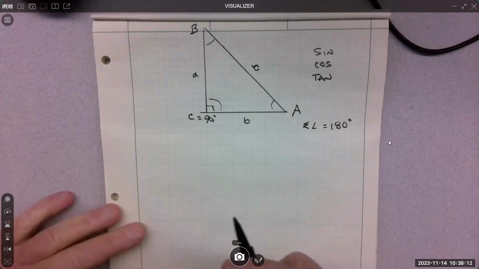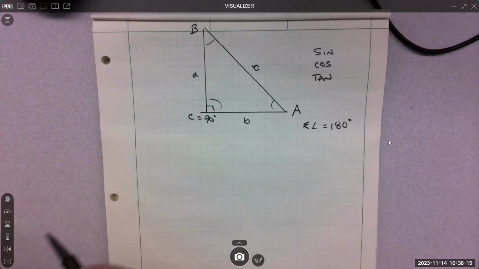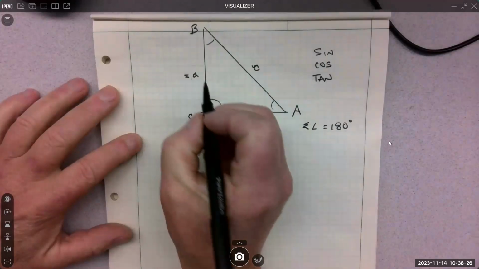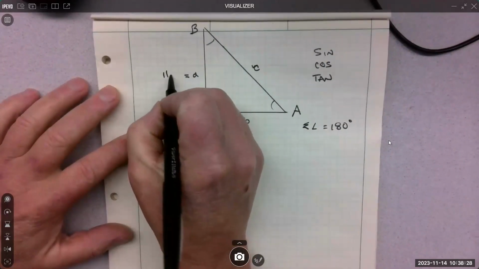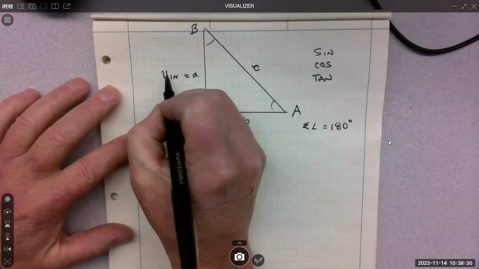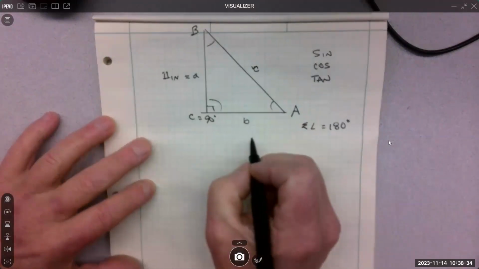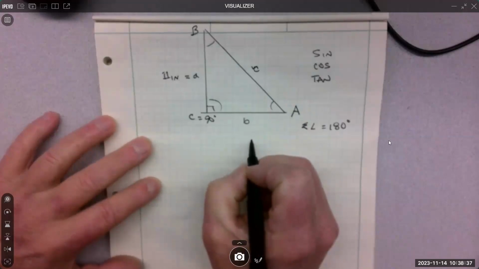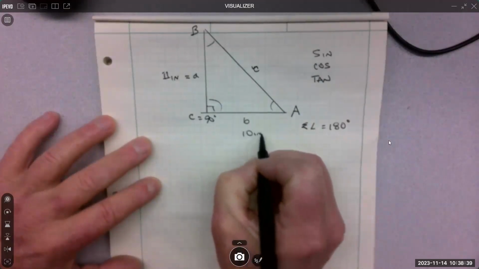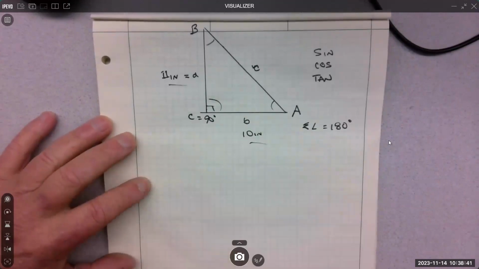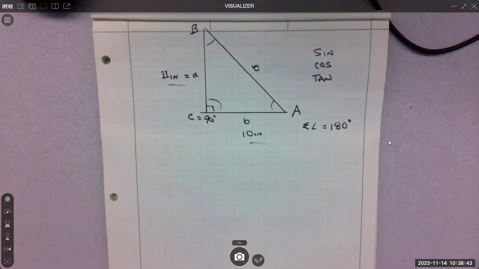So with a triangle, you need to know some information. You can't just leave it all blank and hope to solve it, right? So you're going to have to give yourself some starting information. All right. So if we know maybe side A is 11 inches and side B is, I'll make it a little shorter, 10 inches. Right? We know two sides, that's enough information to get everything.